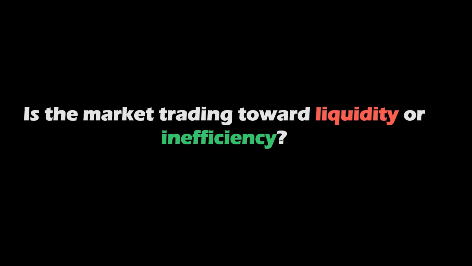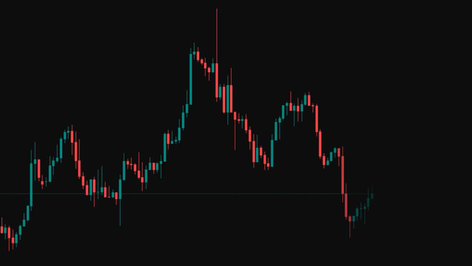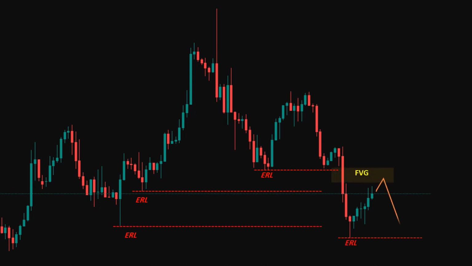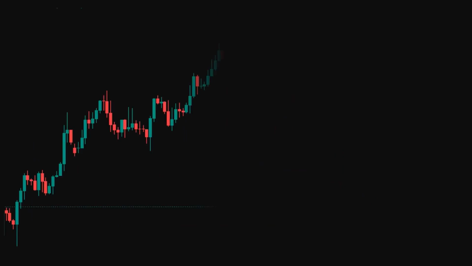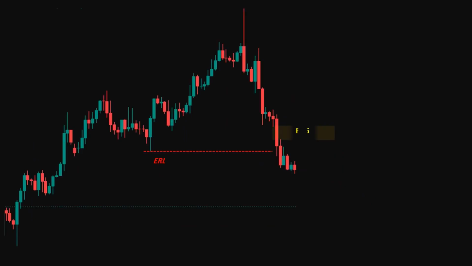The first question is the market moving toward liquidity or toward inefficiency? If the market has already traded through an inefficiency, then our objective is to look for price to move toward external liquidity, and we position ourselves in that direction. On the other hand, if the market has already taken external liquidity, we don't trade against it. Instead, we wait for price to move back toward internal liquidity, such as an inefficiency or session liquidity.